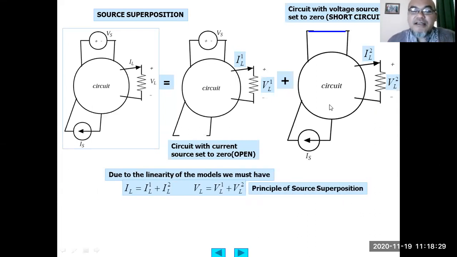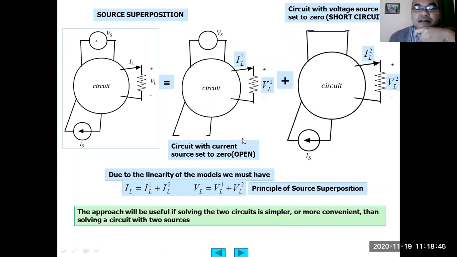Due to the linearity of the models, we should have IL equals IL1 plus IL2, and VL, the voltage at the load resistor, equals VL1 plus VL2. This is the principle of superposition. The approach will be useful if solving the two circuits is simpler or more convenient than solving a circuit with two sources.